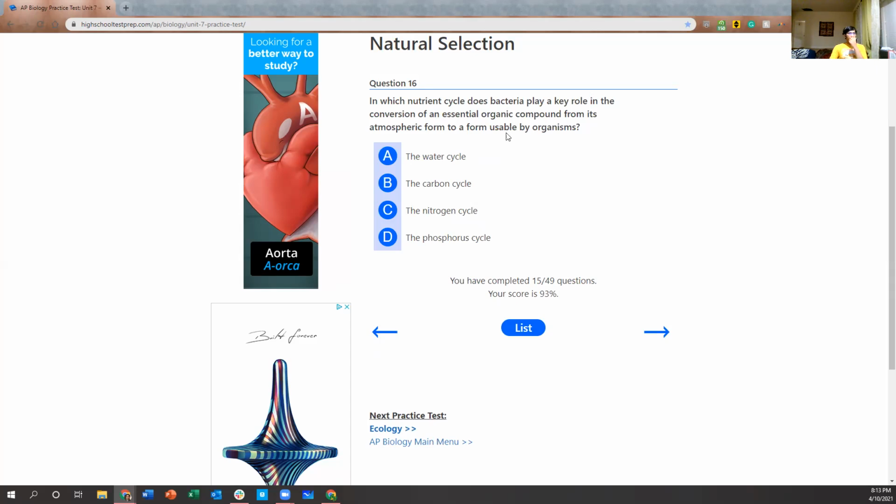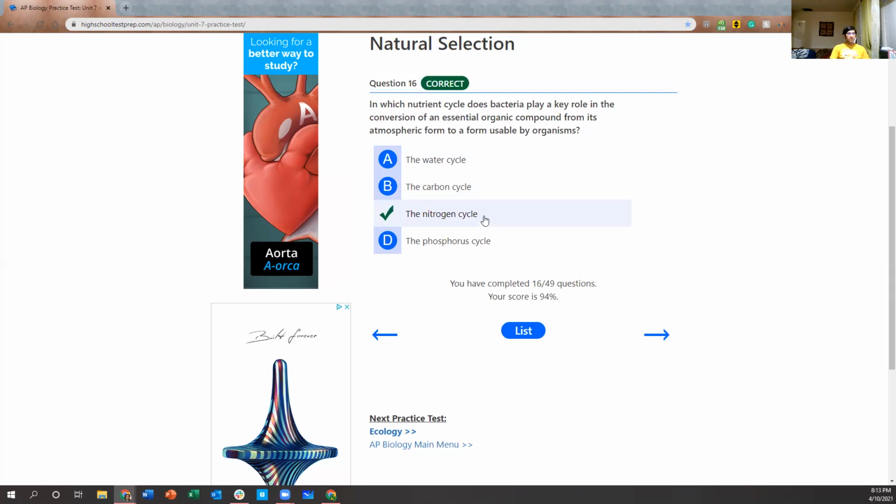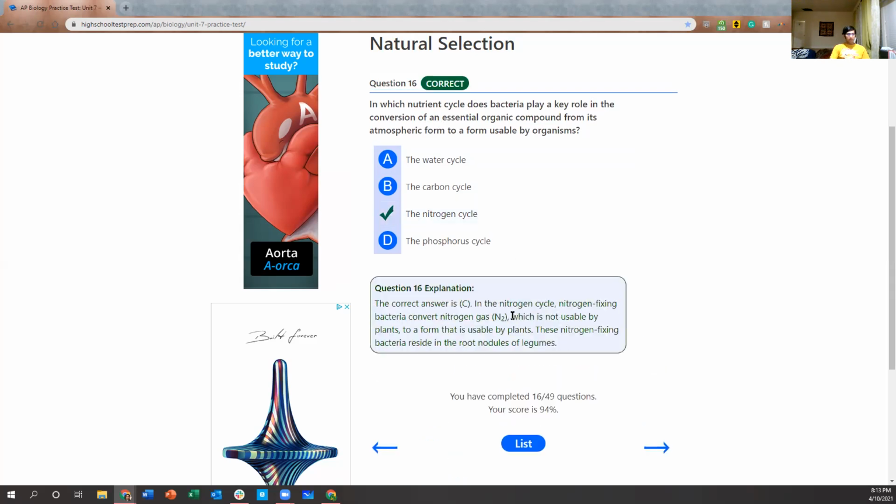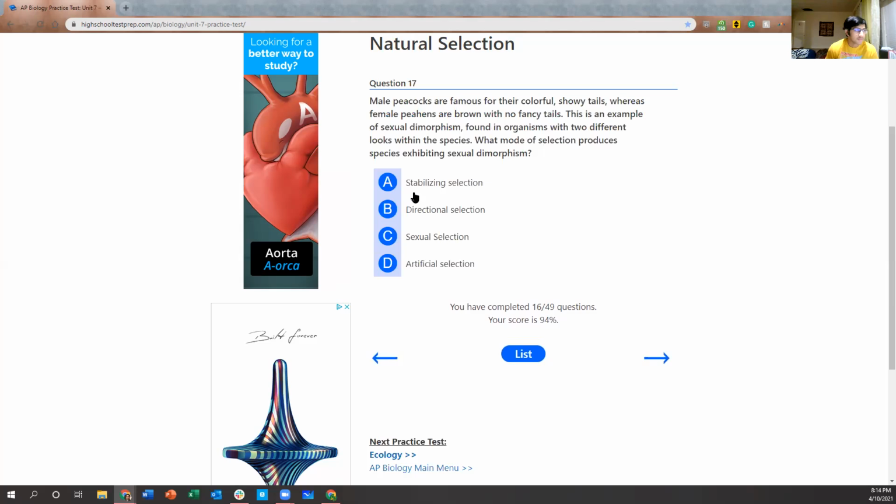Okay. In which nutrient cycle does bacteria play a key role in the conversion of an essential organic compound from its atmospheric form to a usable form? This we should just know. It's the nitrogen cycle. It's called nitrogen fixation. I think we've talked about this earlier, but bacteria in the soil help fix nitrogen so that it's usable by plants. Remember, nitrogen gas can't be used by plants, so the bacteria help fix that atmospheric nitrogen into other forms.